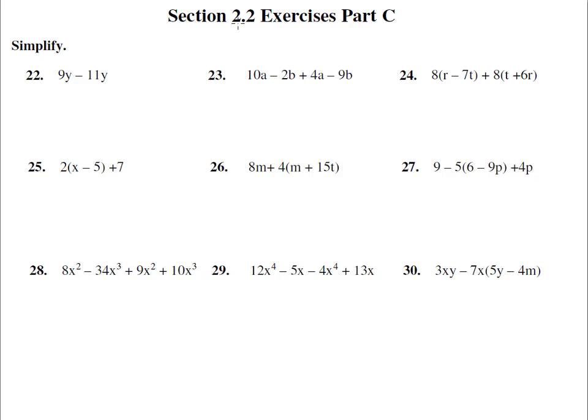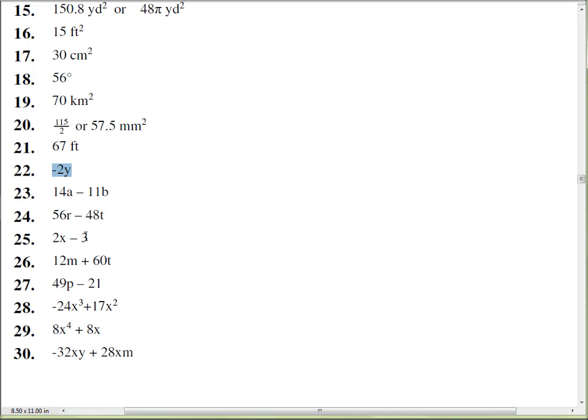Here we are in section 2.2, exercises part C with the solutions to numbers 22 through 30. The instructions are to simplify, so we're going to combine like things together. Here we have 9y minus 11y on number 22, and they are both y's, so they are already like terms. We can put them together. 9 minus 11, we get negative 2y. Let's check our answer. Good, we got it.